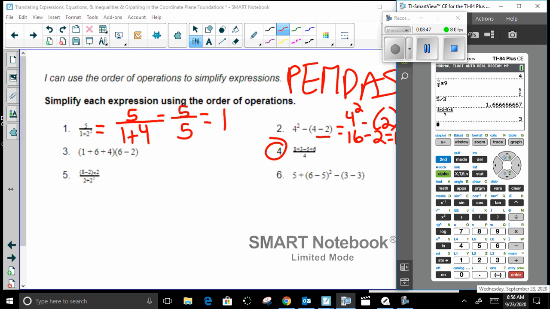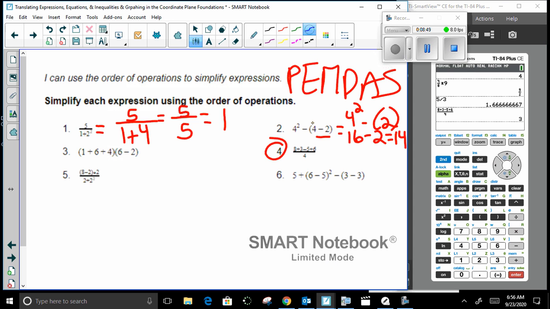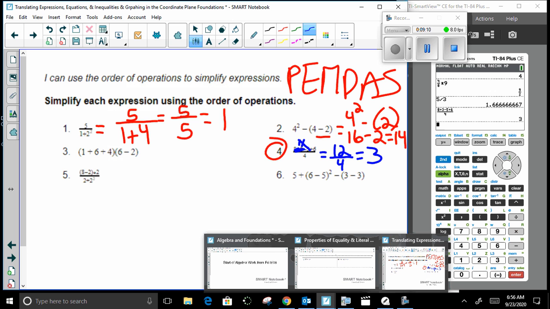Let's make sure I understand why. If I look at that numerator, what do I do first? I have addition and subtraction. When you have addition and subtraction next to each other, remember you go from left to right. So 8 plus 3 is 11. 11 minus 5 is 6. 6 plus 6 is 12. And then I have a 4 in the denominator, and 12 divided by 4 is 3.